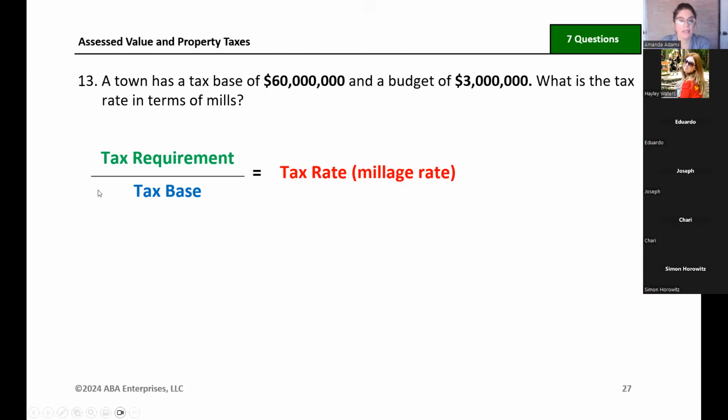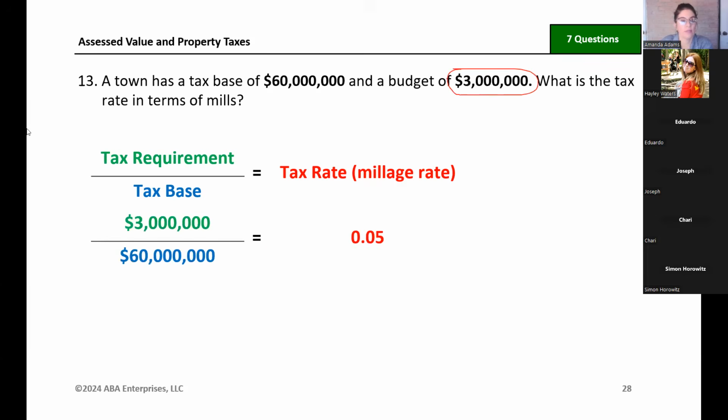All right, so let's take the tax requirement, which again is the budget, is 3 million. And we're gonna say 3 million divided by the tax base will be 0.05. Okay, remember the tax requirement goes on the top. The big number, the tax base will always be the bigger number, Liliana, okay?